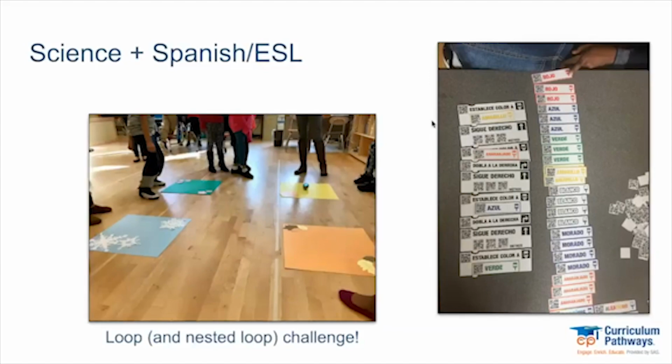Here's another example that we did in both science and Spanish. On the left, you can see we set up a course that looks like the 4 seasons. And so we talked about the seasons and how they cycle every year. We had students code the robot to go through those seasons, and we talked about loops and other coding constructs within that. But then we also did this as a Spanish foreign language exercise as well.